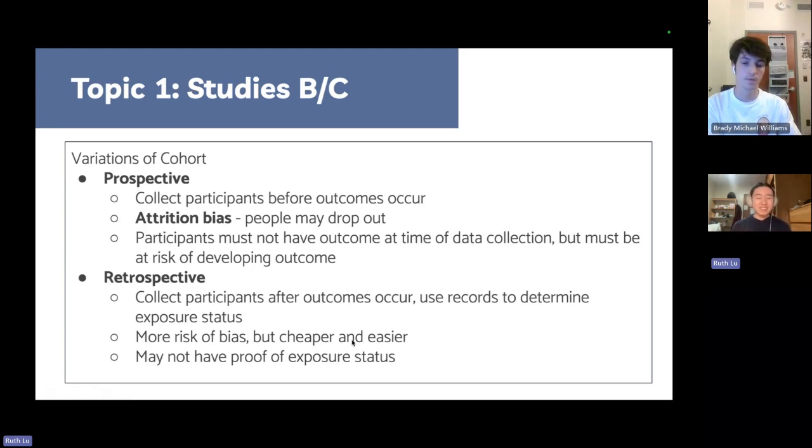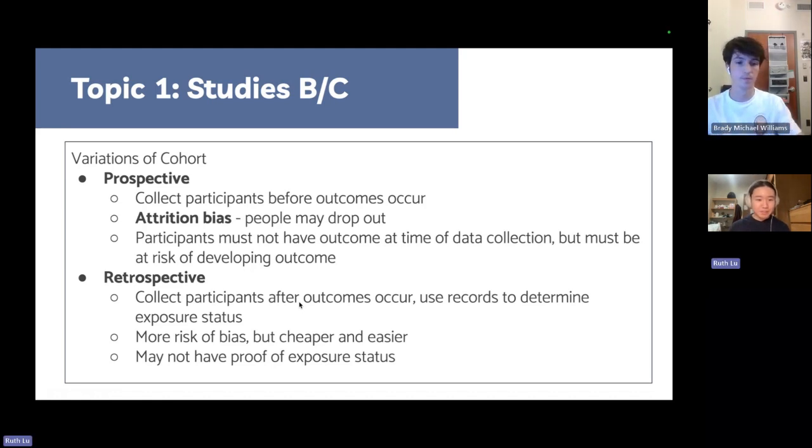But this is cheaper and easier than doing a prospective study, because some prospective studies go on for literally generations of people. So it's very expensive, very time consuming. Additionally, you might not have proof of the exposure status, which is also hard. You might just have to ask the people, and then people can mess up in all sorts of ways with that.